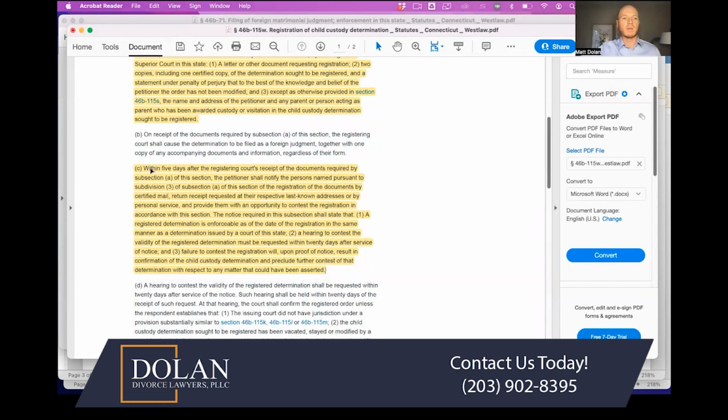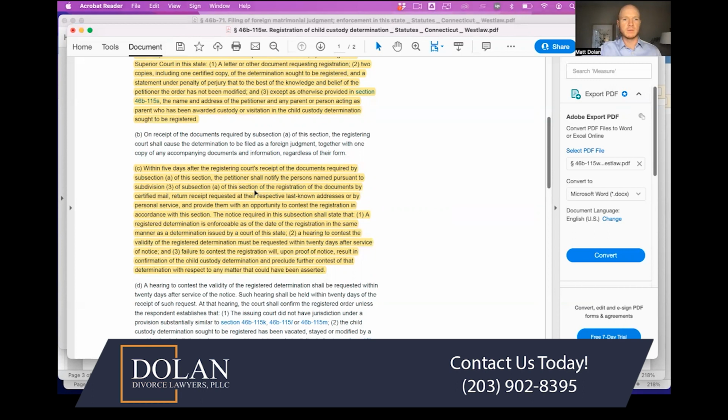And then within 5 days after the registering court's receipt of the documents required by subsection A, which is what I just went over, the petitioner shall notify the persons named pursuant to subdivision 3. Basically, you have to provide notice.